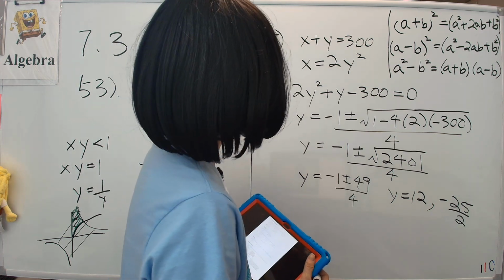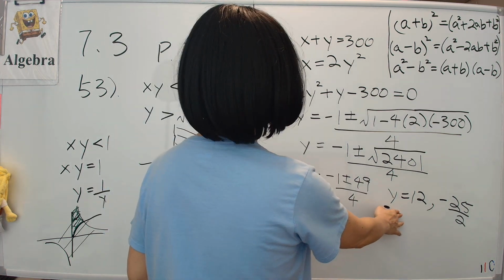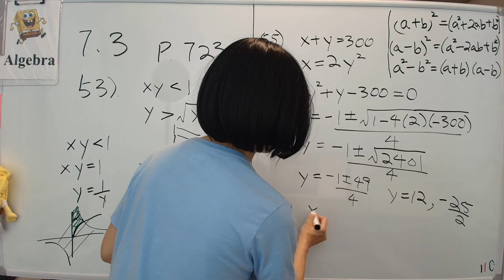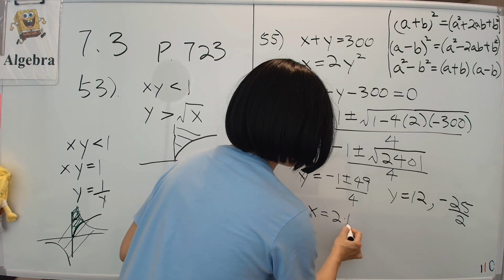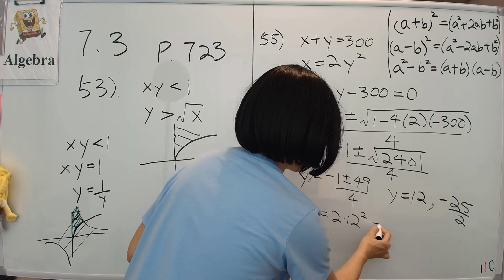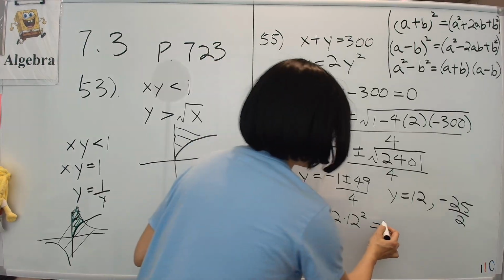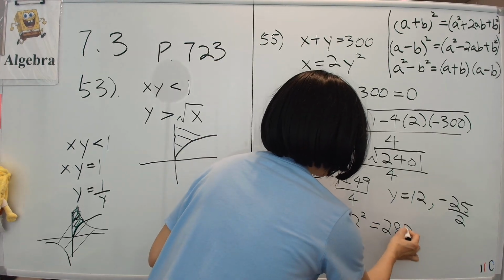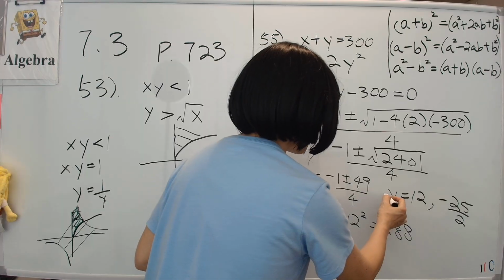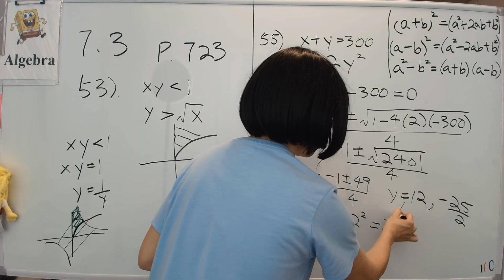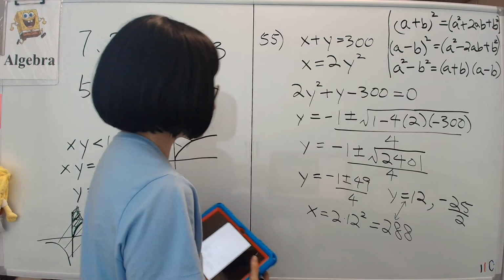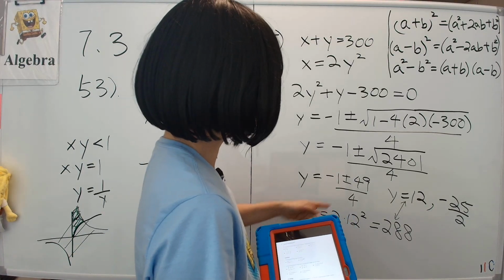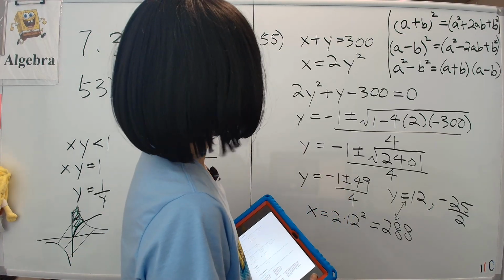And so x, if y is 12, then x is equal to 2 times 12 squared. 12 squared is 144, so twice of that is 288. And so that is one pair of answers right here, these two, okay? And y is 12, while x is 288. And then, of course, x plus y is 300.